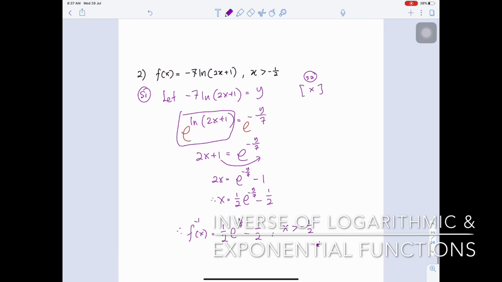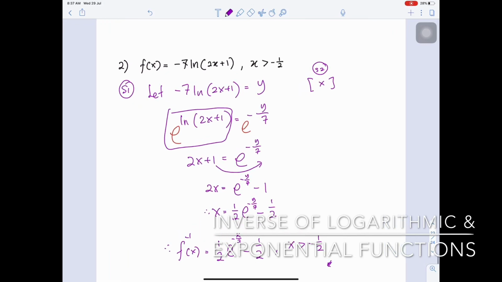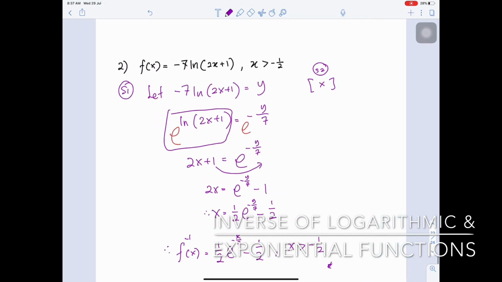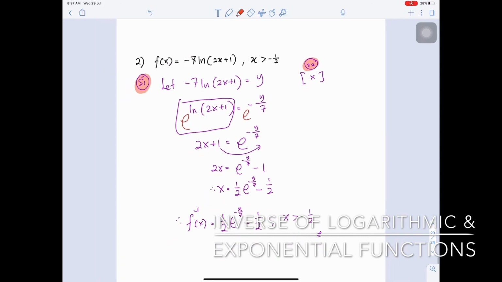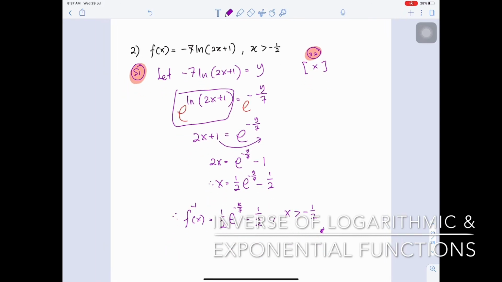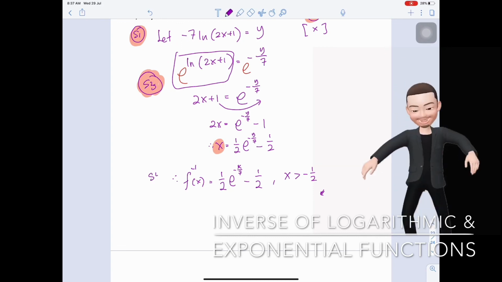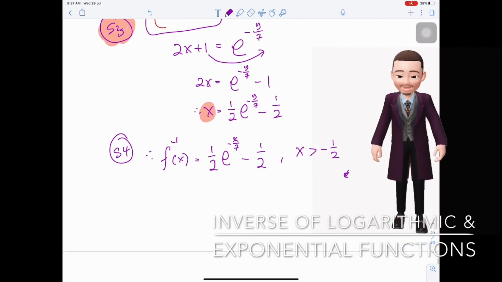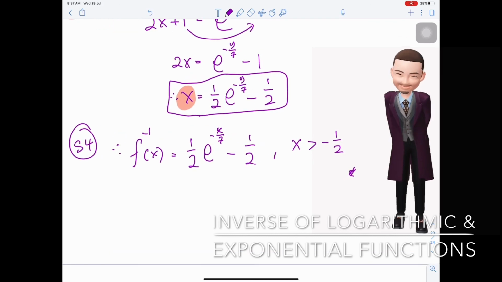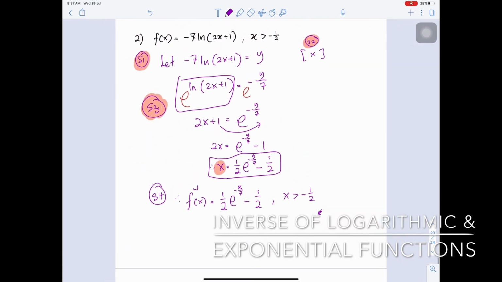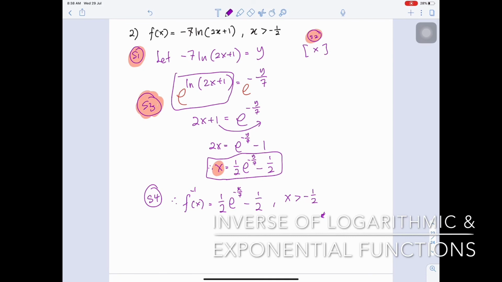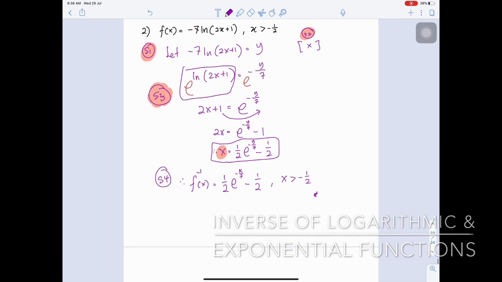So this is how we determine the inverse function for logarithmic and exponential functions. Just follow the steps. Step 1, let the function equal y. Step 2, make x the subject of the formula. Step 3, I forgot to mention, simplify until you get x as the subject of the formula. And step 4, the last step, find the inverse function when you already have x as the subject of the formula. Follow the steps until step 4. I hope you understand, and until now, thank you.